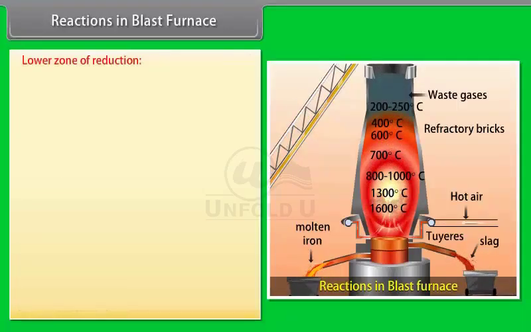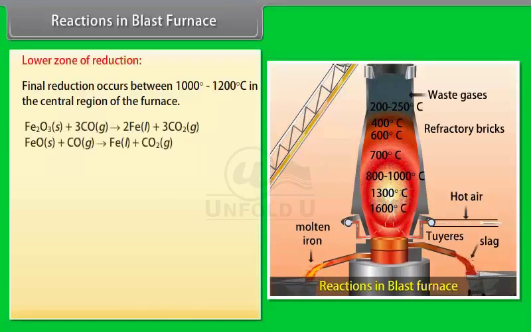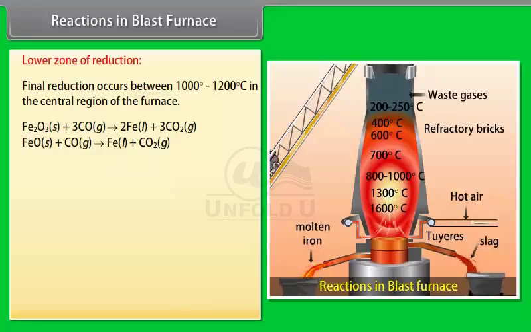Lower zone of reduction. Final reduction occurs between 1000 to 1200 degrees Celsius in the central region of the furnace. Carbon obtained by dissociation of carbon monoxide combines with iron, and impurities also get dissolved in molten iron. Zone of fusion.